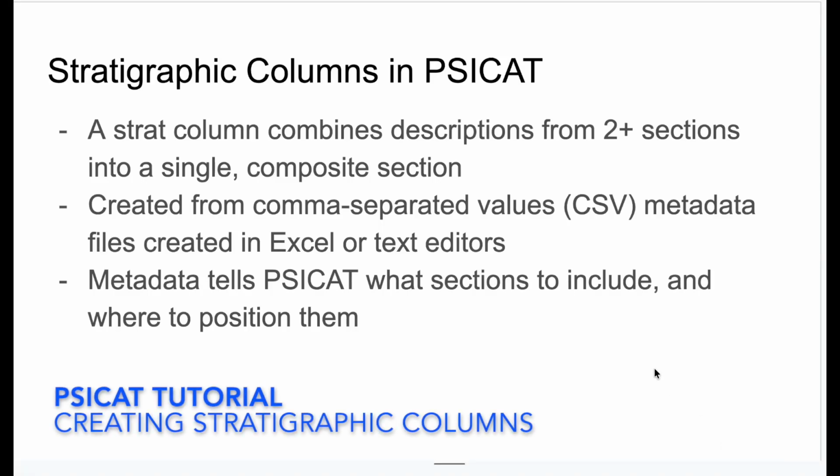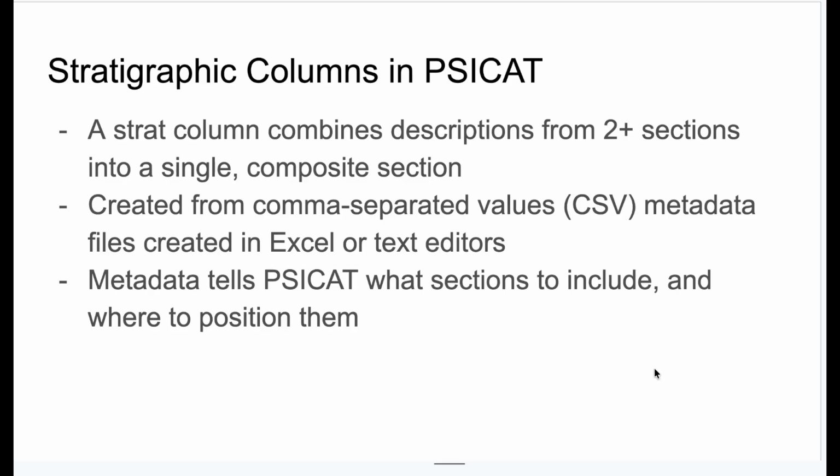After your section descriptions are completed, you can combine some or all of those descriptions into a composite section called a stratigraphic column or strat column. A strat column is created from a metadata file in CSV, comma-separated values, format. This file tells PSICAT what sections to use and where to position them in the strat column. It is easiest to create the file in Excel, but you can also use a text editor.